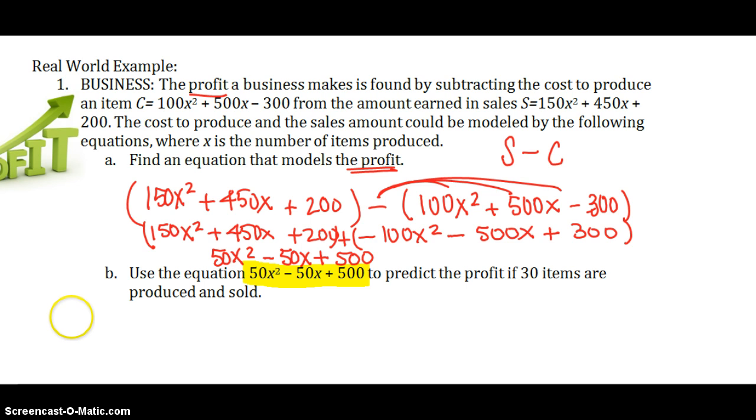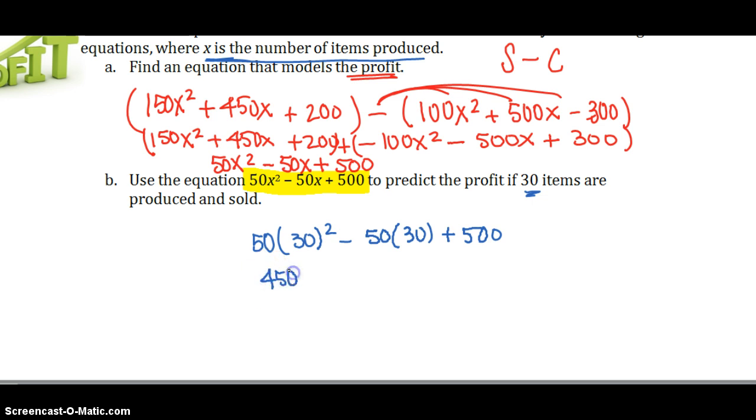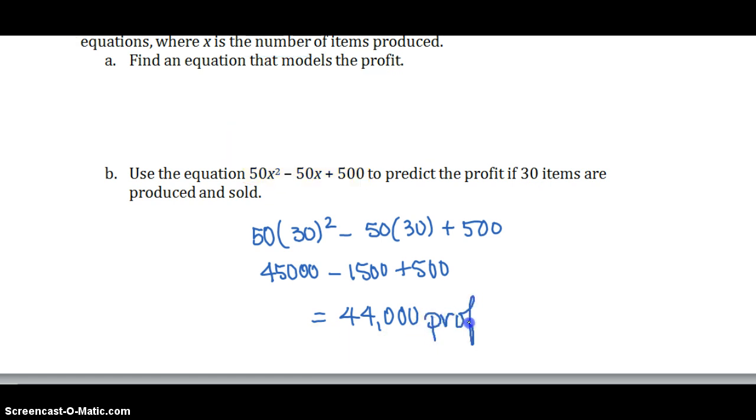Use this equation to predict the profit if 30 items are produced and sold. And it told us in the first paragraph, x is the number of items produced. So we'll have 50, and it says 30, so in place of x, 30 squared minus 50 times 30 plus 500. And when we do all of this on our calculator, you might want to check me, make sure I'm right. I think it's 44,000. 44,000 is our profit.